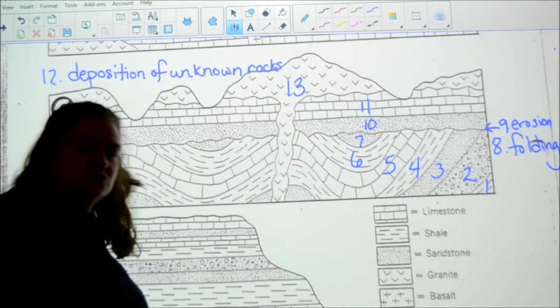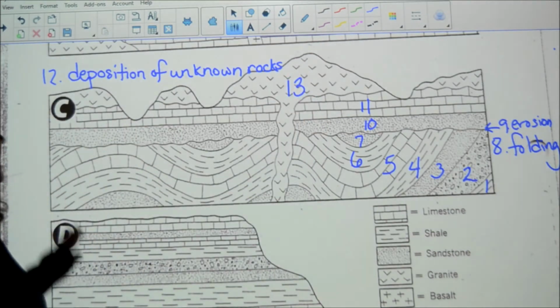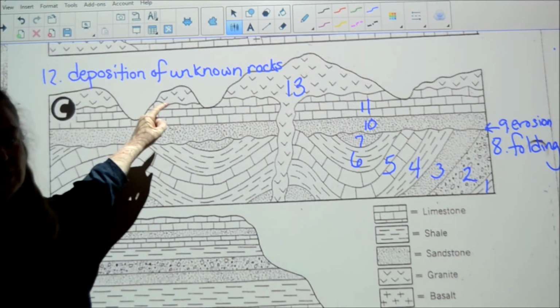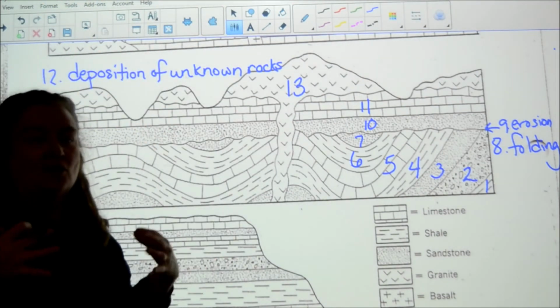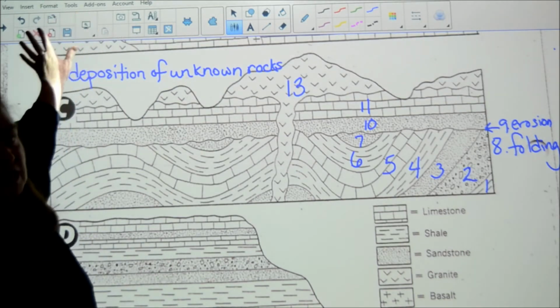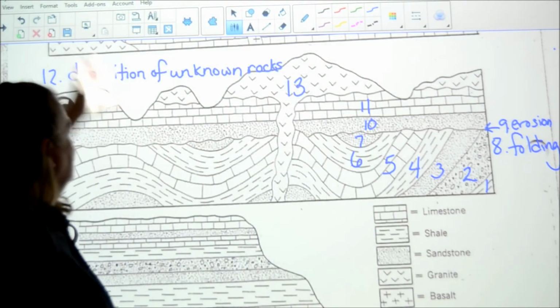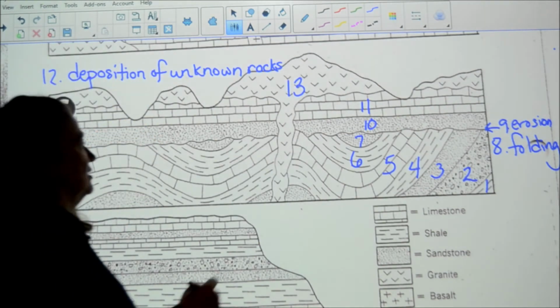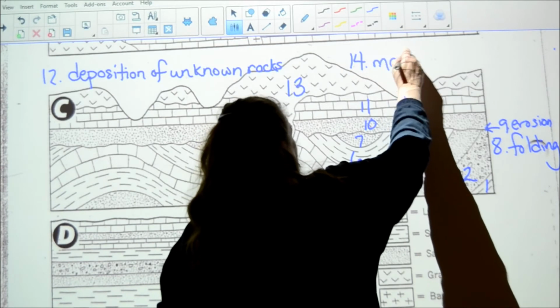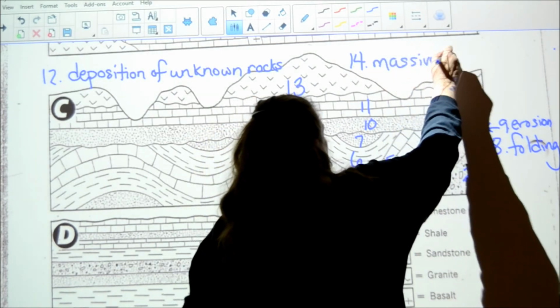is my granite intrusion. Now I got rid of all the rocks above and down into granite. And we know granite is made of hard minerals, so it's more resistant. So I had to have massive erosion. I got rid of everything above, down into the granite, and into the limestone. So number 14, you're going to say massive erosion.